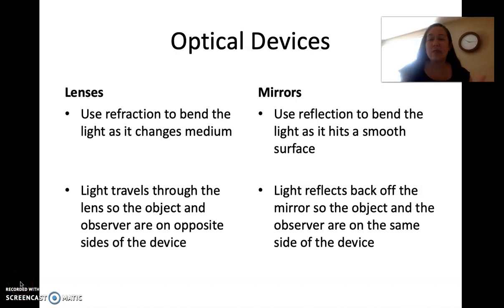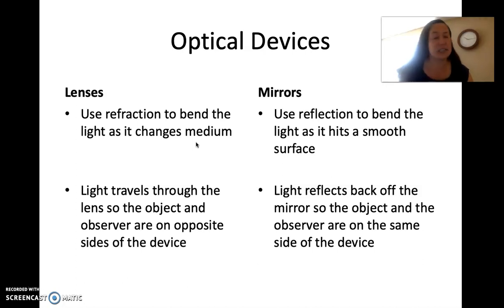So, now that we've figured out the difference between specular and diffuse reflection, let's use specular reflection and what we know about it to study and build a model of optical devices. We're going to use the things we knew so far with lenses and use them to build a model for mirrors. So, for lenses, we know that refraction causes light to bend as it changes into a new medium, whether it's going from air to glass or air to plastic.